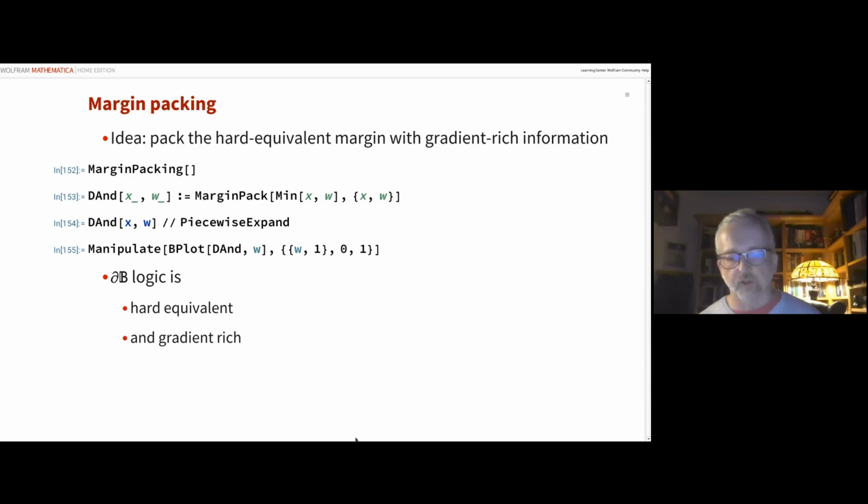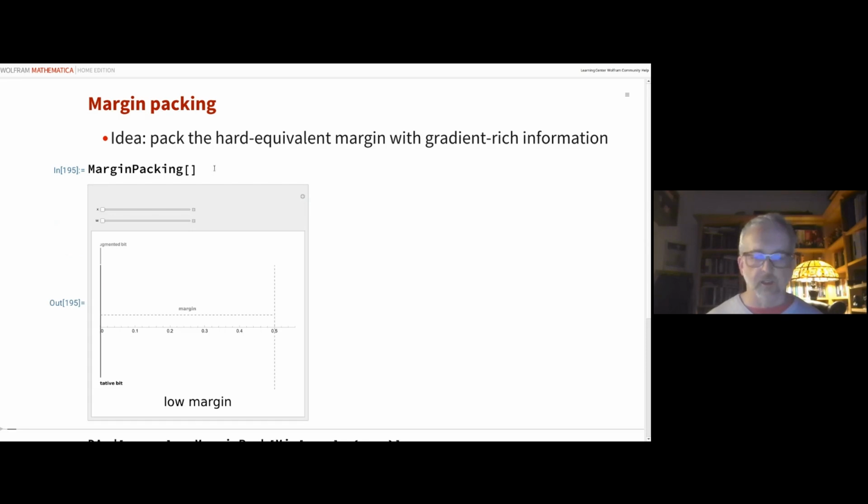And my eventual solution, after prototyping lots of different approaches, is something I call margin packing. And I can explain it with a dynamic visualization, basically an animation. I hope this will make it clear. Pretty easy to set up using the Wolfram Language. Now here, we're manipulating both the input value and the weight. And I'm plotting here the output value.